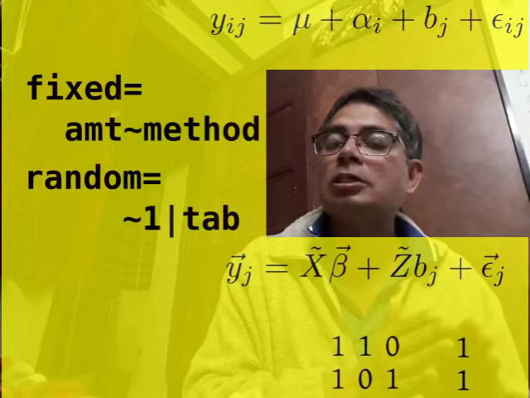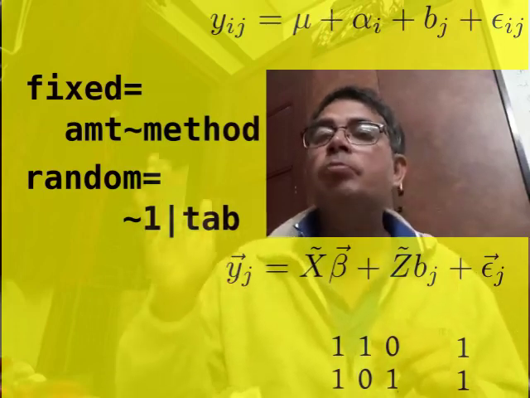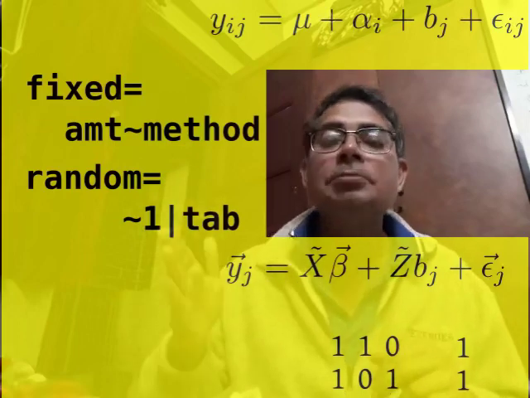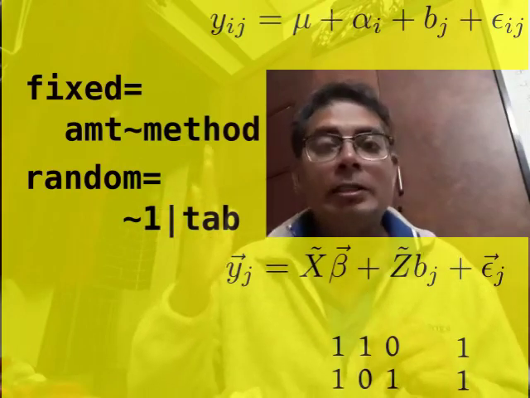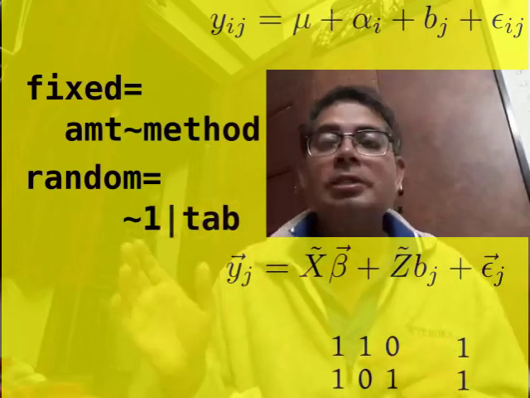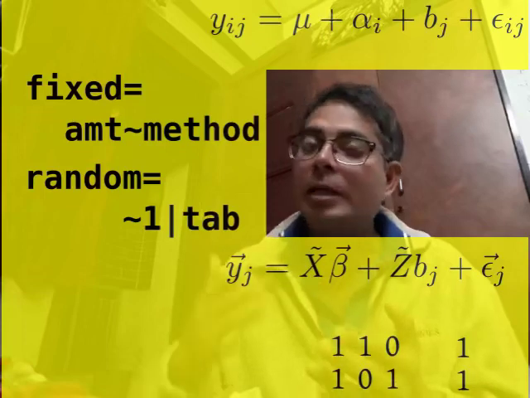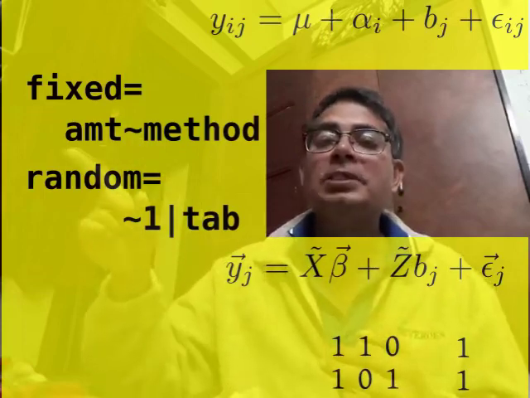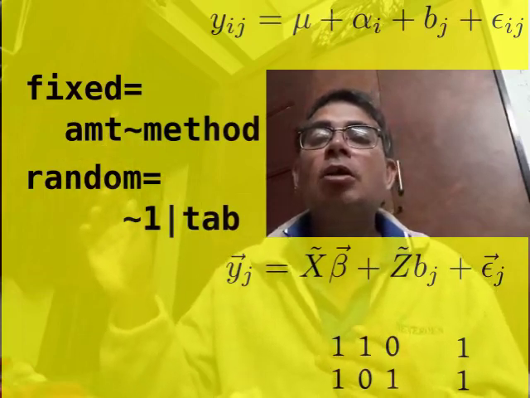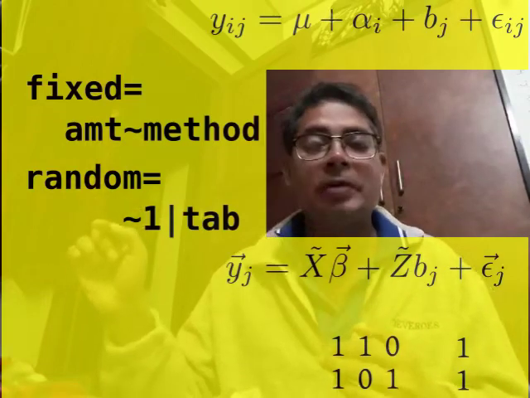That according to R's notation is simply 1. So you write tilde 1, put a vertical bar. This gives you the grouping variable, and the grouping variable is tablet, tab. Also observe that since I have got only one output, and that is already specified in the fixed part, it is not necessary that you specify it again. In fact, you are not allowed to specify it again.